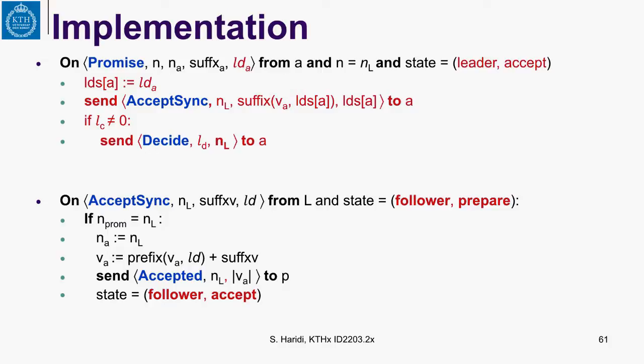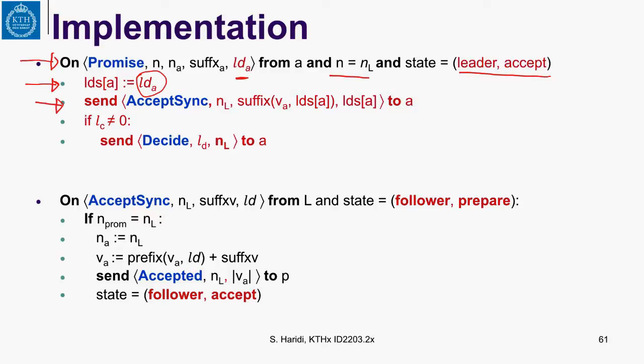So here is the code. We get a promise from a replica or an acceptor A, and we are talking to the current leader, but he is in the accept state. So we store this information, remembering that now we have got a promise from that replica.